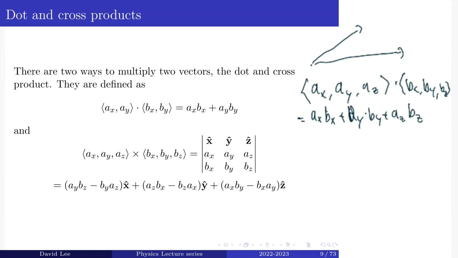And geometrically, what this is equivalent to is if you have your two vectors, the first vector is length A, the second vector is length B, and there's an angle theta in between them. The quantity A dot B will be equal to the length of A times the length of B times the cosine of the angle between them.